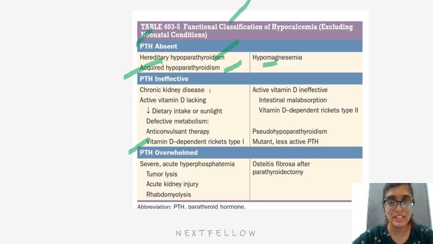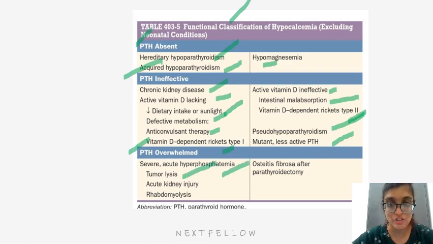PTH is ineffective in case of chronic kidney disease, when vitamin D is lacking, or vitamin D deficiency, that is due to less dietary intake or sunlight, defective metabolism, anticonvulsant therapy, vitamin D dependent rickets type 1. When active vitamin D is ineffective, that is intestinal malabsorption, vitamin D dependent rickets type 2, pseudohypoparathyroidism, and mutant less active PTH. When PTH is high, where there is severe acute hyperphosphatemia like tumor lysis syndrome, acute kidney injury or rhabdomyolysis, osteitis fibrosa after parathyroidectomy.